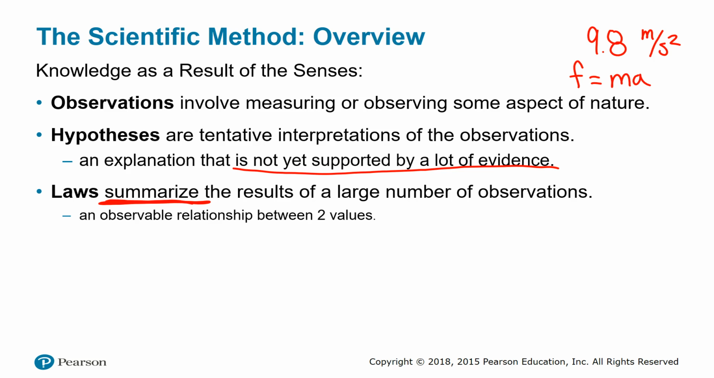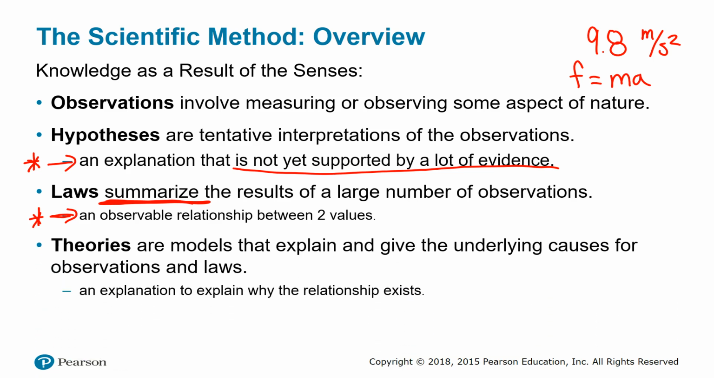Now, laws tend to summarize the results of a large number of observations. This statement, I've had this in the outcomes. The reason why I put these two statements here is I have found in the past that Southeastern likes to use those statements in a test, stated that way. So, an observable relationship between two values is another way to look at a law.